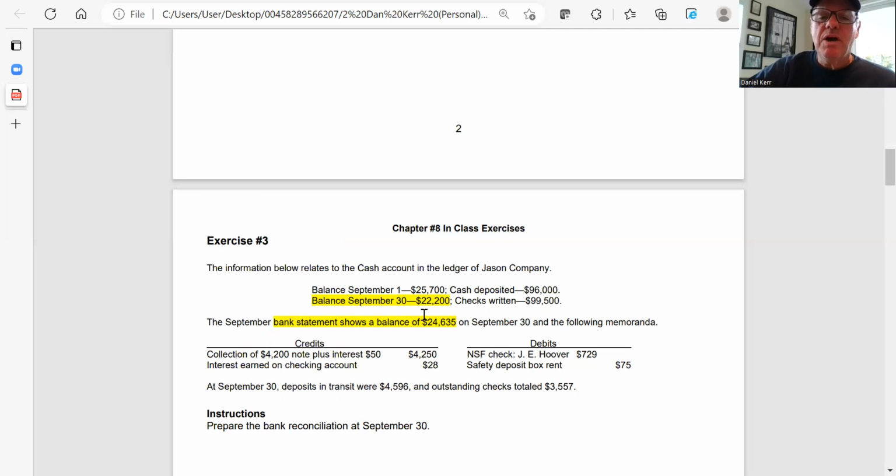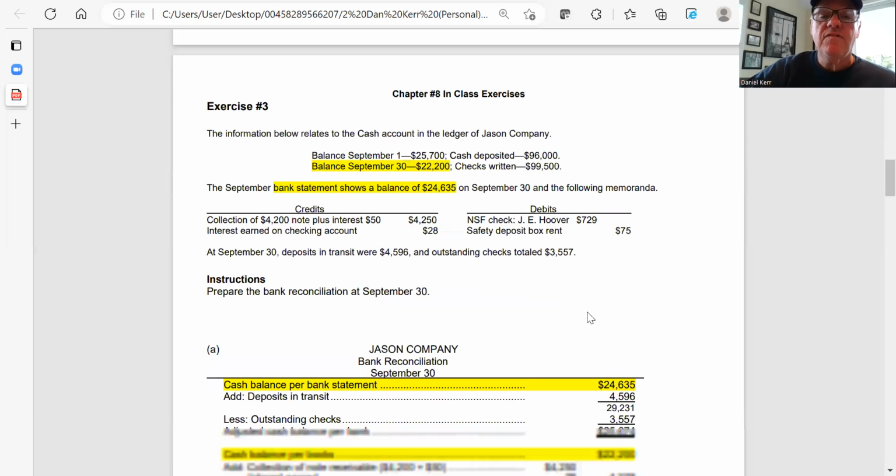So when we start this process, these two things are never going to be equal because there are timing differences. There are things that hit the books at a different time than they hit the bank statement. So here's all the information from our books. What we need to do this problem is the cash at the end of the period, so I've highlighted that. This is all the stuff relative to our books. We deposited this amount of cash. We wrote that amount of checks. Here's the stuff from the bank statement.